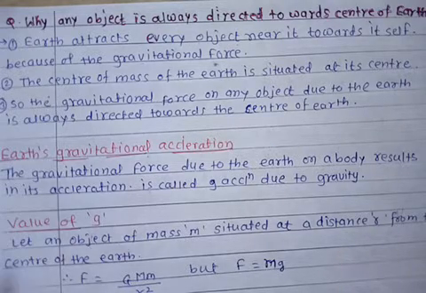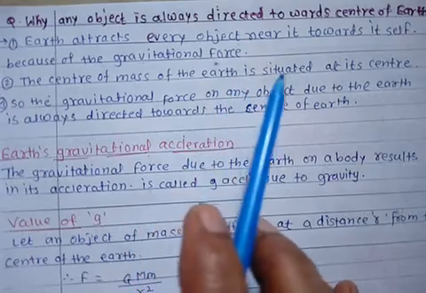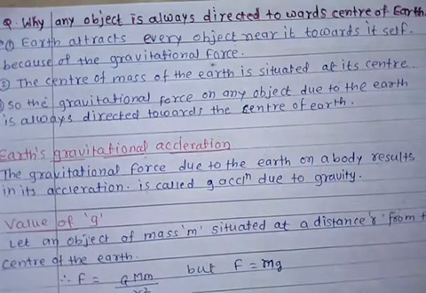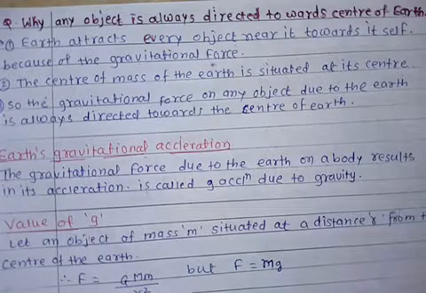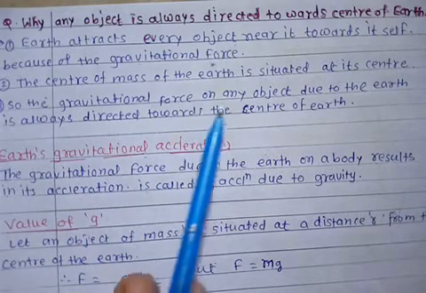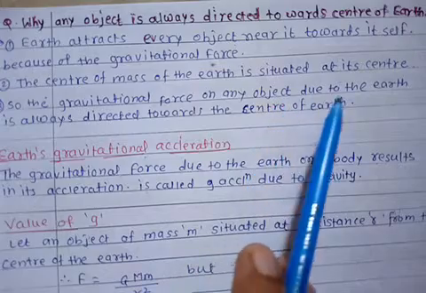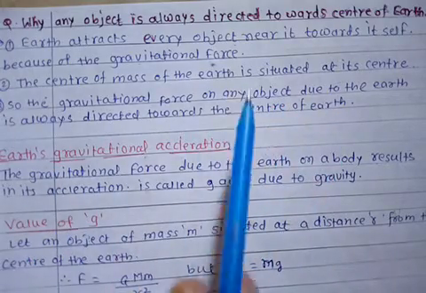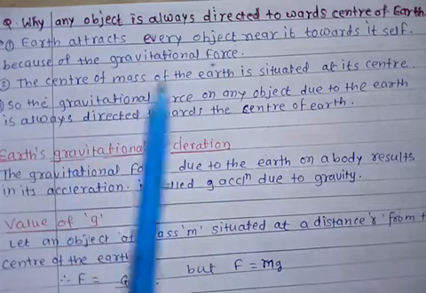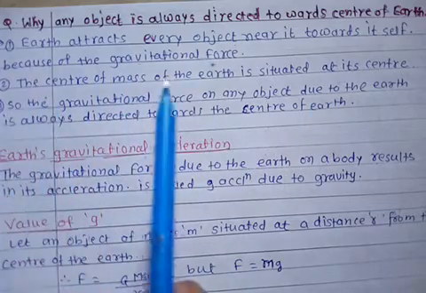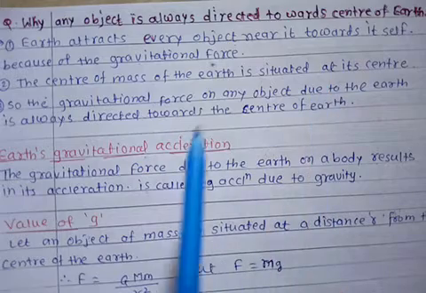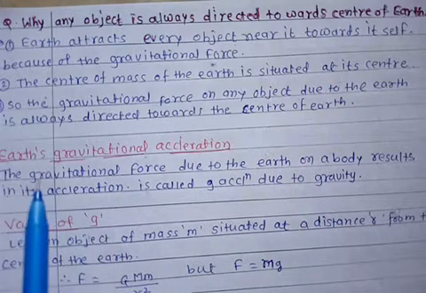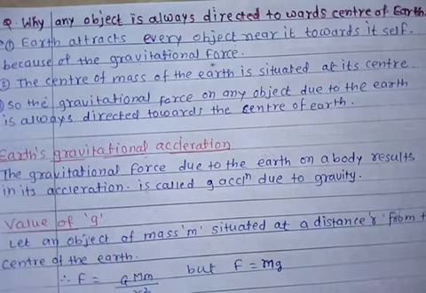The center of mass of the earth is situated at the center, so the gravitational force on any object due to the earth is always directed towards the center of the earth. That is the reason, and you have to study it. The second point is very important. Today we are going to see the earth's gravitational acceleration.